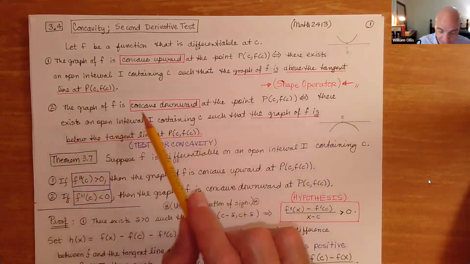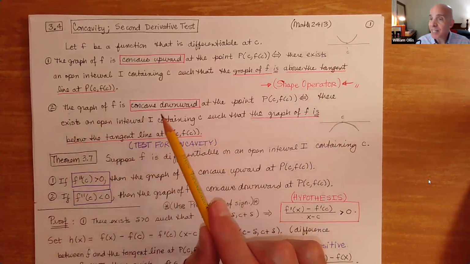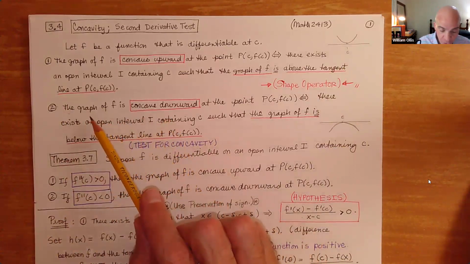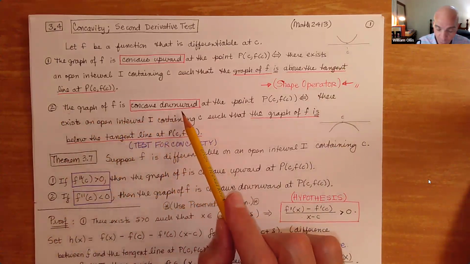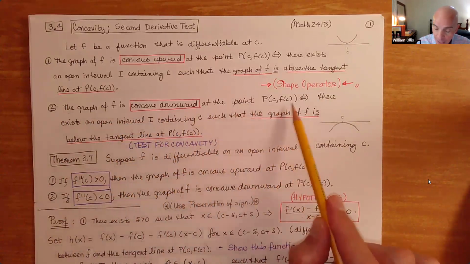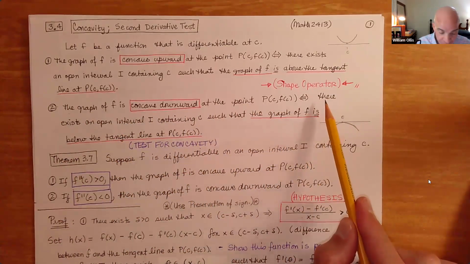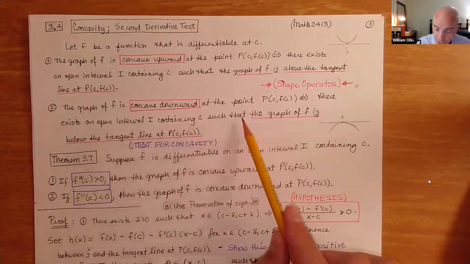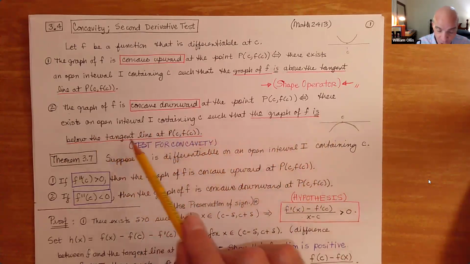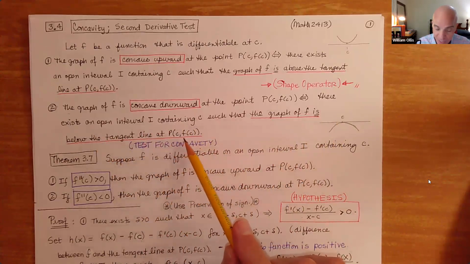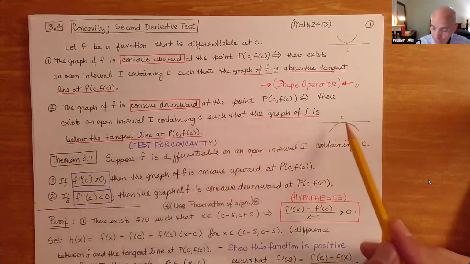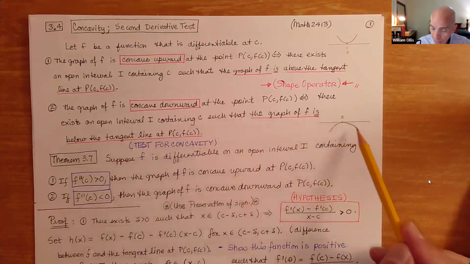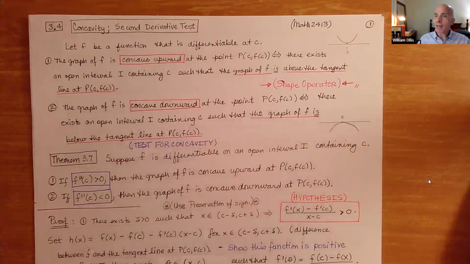Now, the second item that we need is a downward concavity. So we're going to say the graph of f is concave downward at the point (c, f(c)) if and only if there exists an open interval I containing c such that the graph of f is below the tangent line at the point (c, f(c)). So again, we have the curve falling away, so to speak, like a frown line from the tangent line.